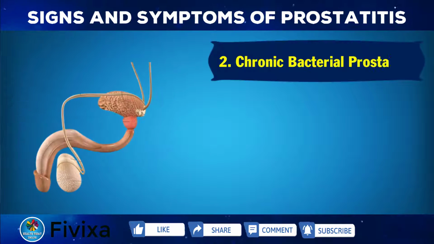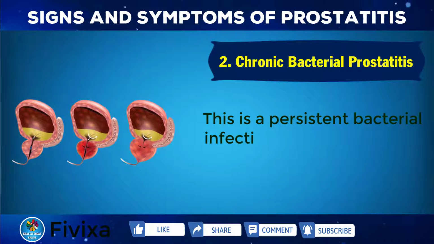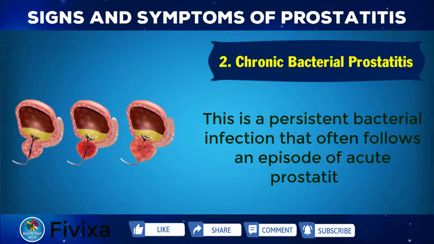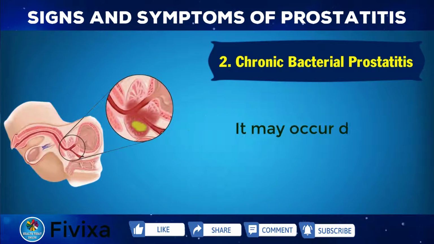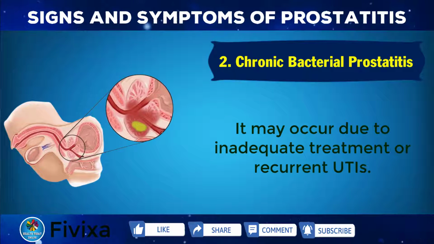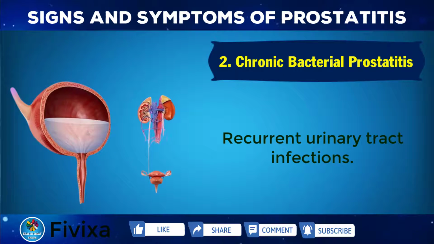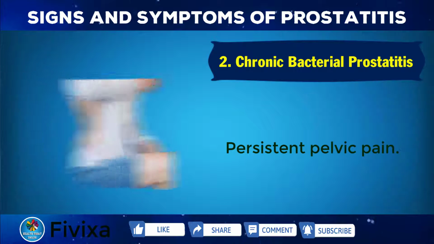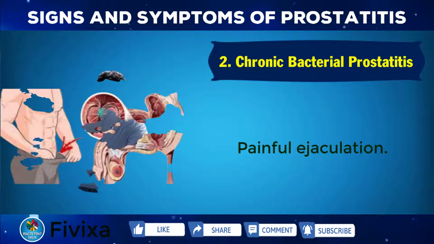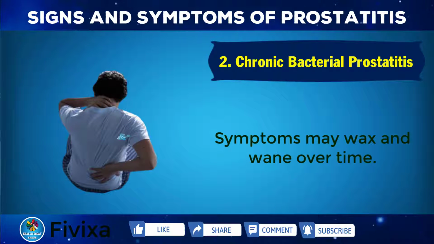2. Chronic bacterial prostatitis. Cause. This is a persistent bacterial infection that often follows an episode of acute prostatitis. It may occur due to inadequate treatment or recurrent UTIs. Symptoms. Recurrent urinary tract infections. Persistent pelvic pain. Painful ejaculation. Symptoms may wax and wane over time.